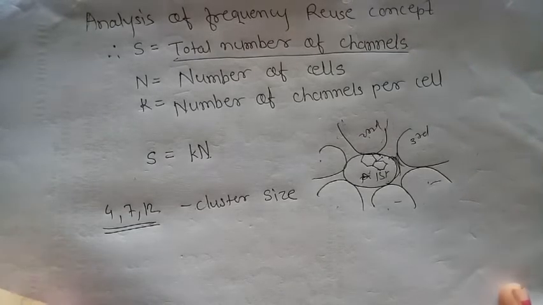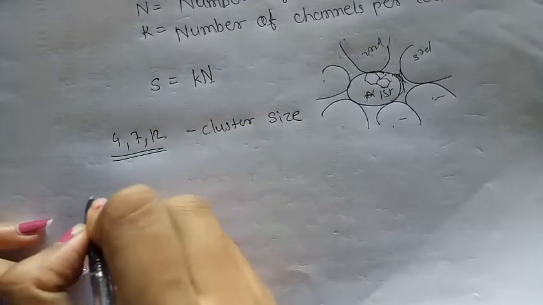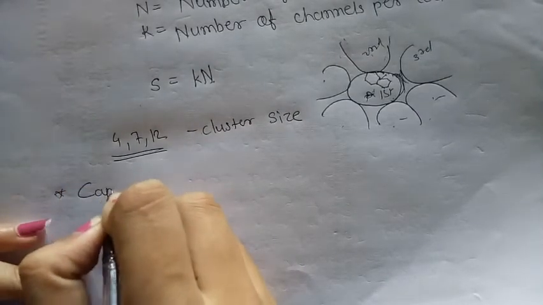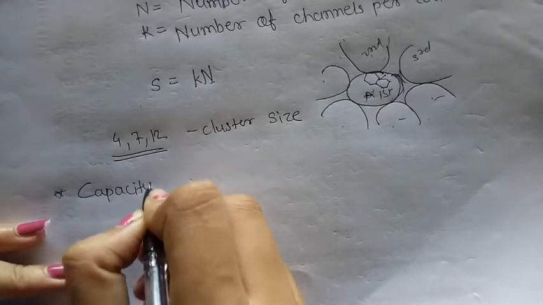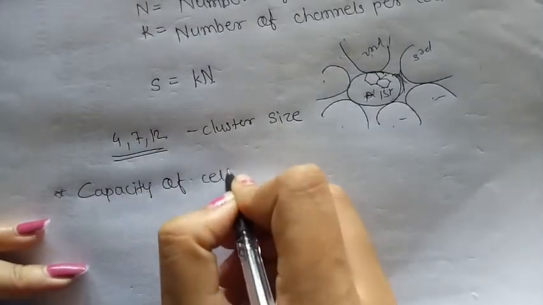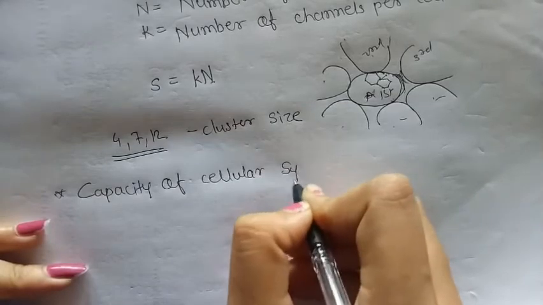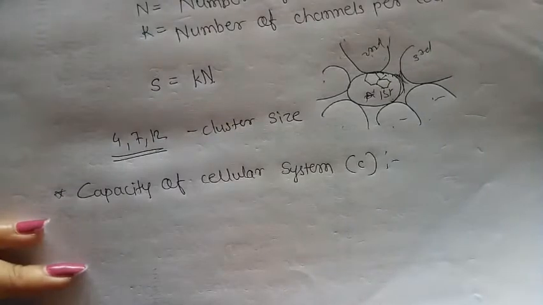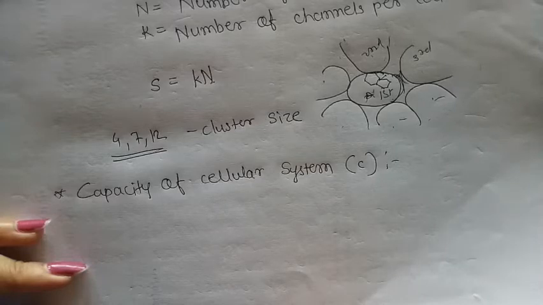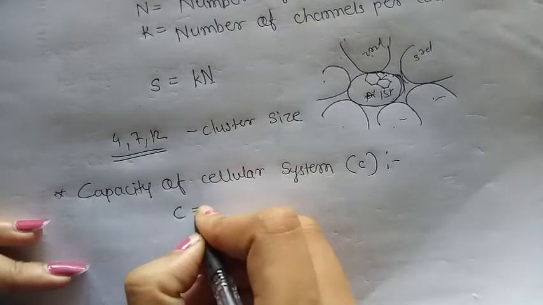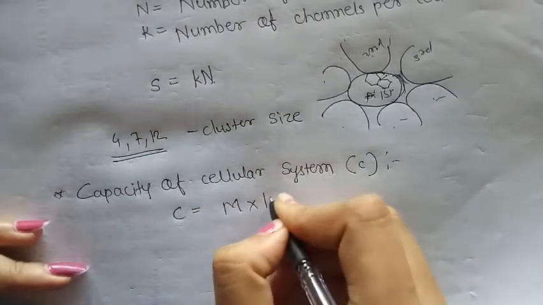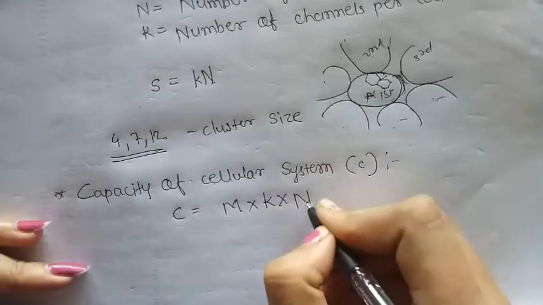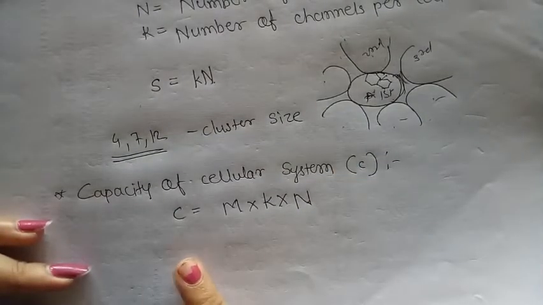When we are discussing frequency reuse, we have to know about the capacity of the cellular system, C. How can we calculate the capacity of the cellular system, which is denoted by capital C? For the cellular system, the total number of duplex channels, or capacity of the cellular system C, is given as M multiplied by K multiplied by N. C is equal to M means what?